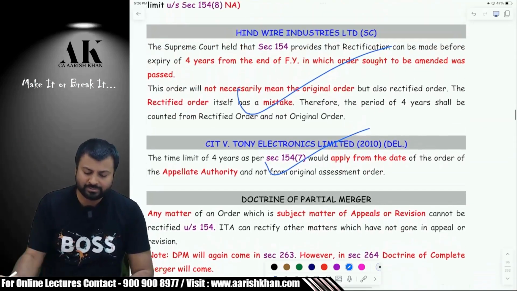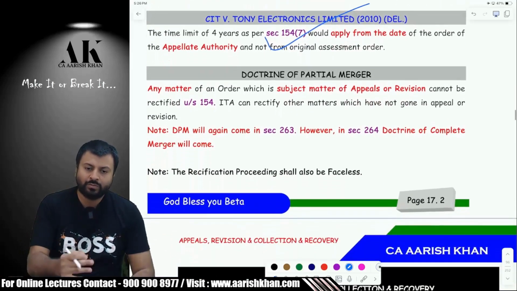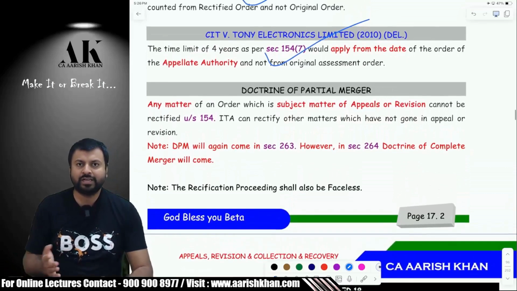Even Tony Electronics Limited says the same thing. Hindwire Limited says the same thing. Both of them are saying the same thing. One is of the Supreme Court, one is of the Delhi High Court. One last thing in this chapter, then we'll go ahead with the next proceeding, that is the appeal proceeding.